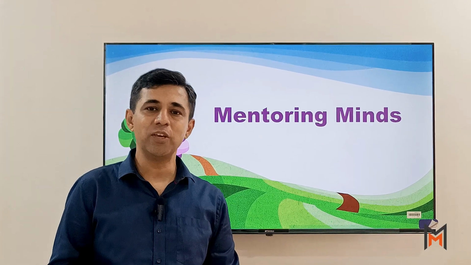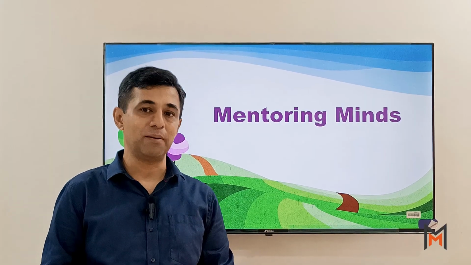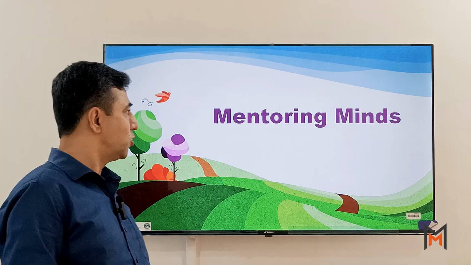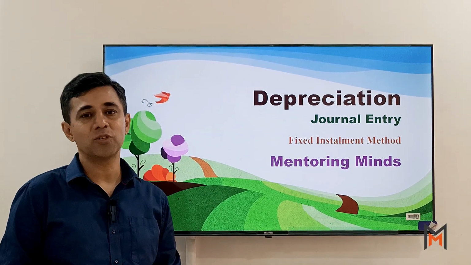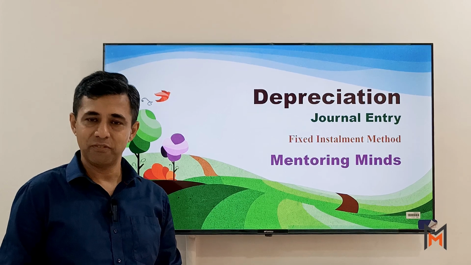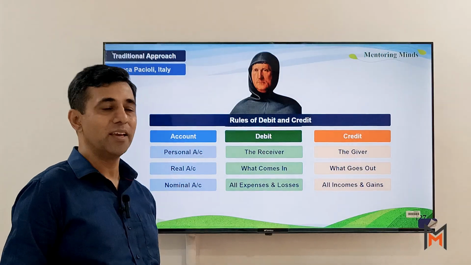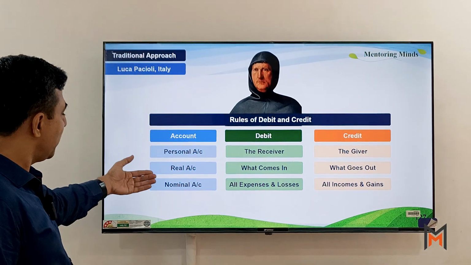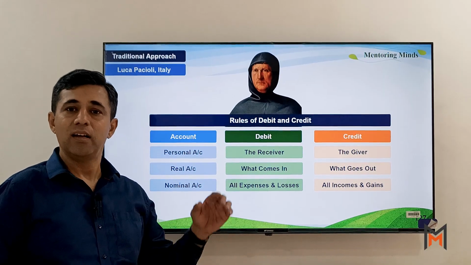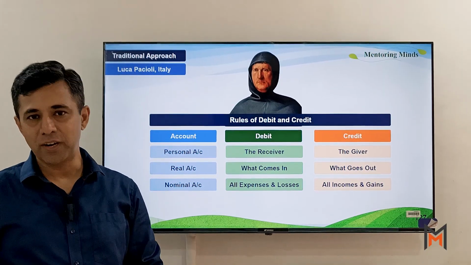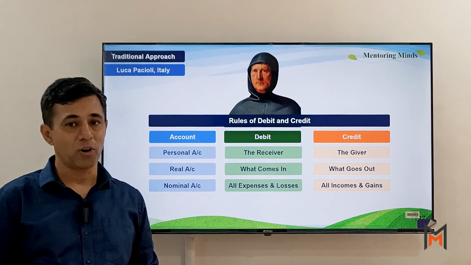So let's see how are we going to write the journal entries in the books of a particular company or a particular firm. So here today's session is on journal entry based on fixed installment method. We are aware fixed installment method is also known as your straight line method. Before proceeding ahead, let us recall the rules of debit and credit. We are aware there are two approaches for the rules of debit and credit. One is the traditional, the other one is modern approach.